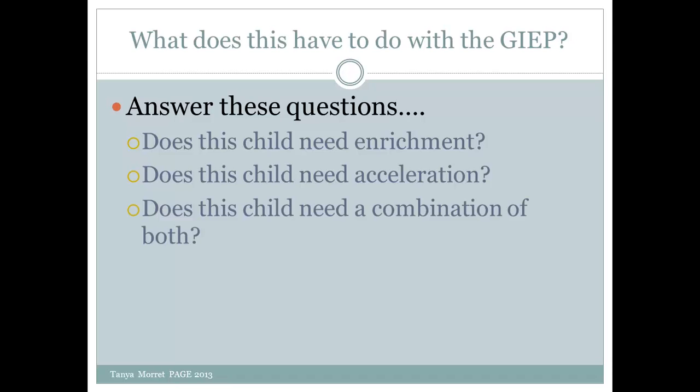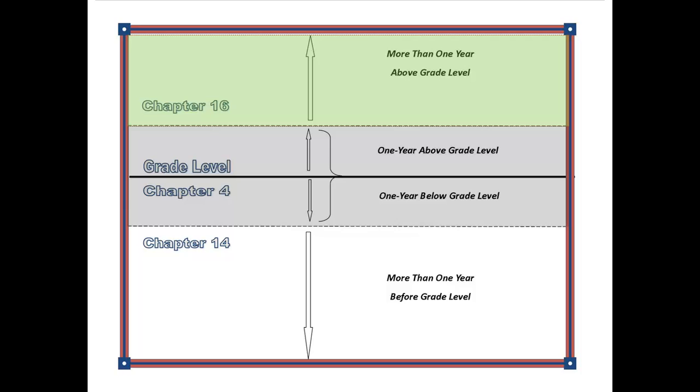Or does this child need a combination of both, either enrichment in grade level standards in one content area and acceleration in another, or even acceleration in a content area, and because their rate of acquisition and retention is so high, acceleration is not enough, they need acceleration and enrichment above grade level standards. Let me give you a visual to explain.